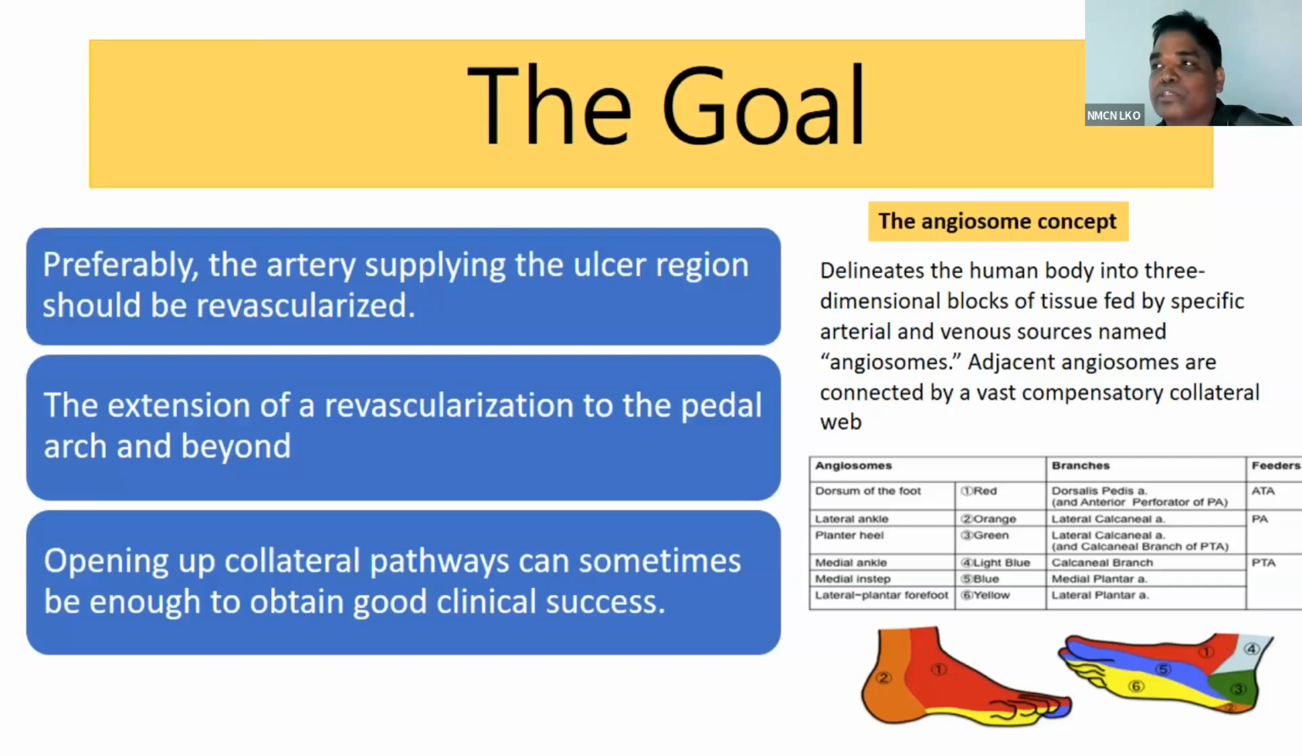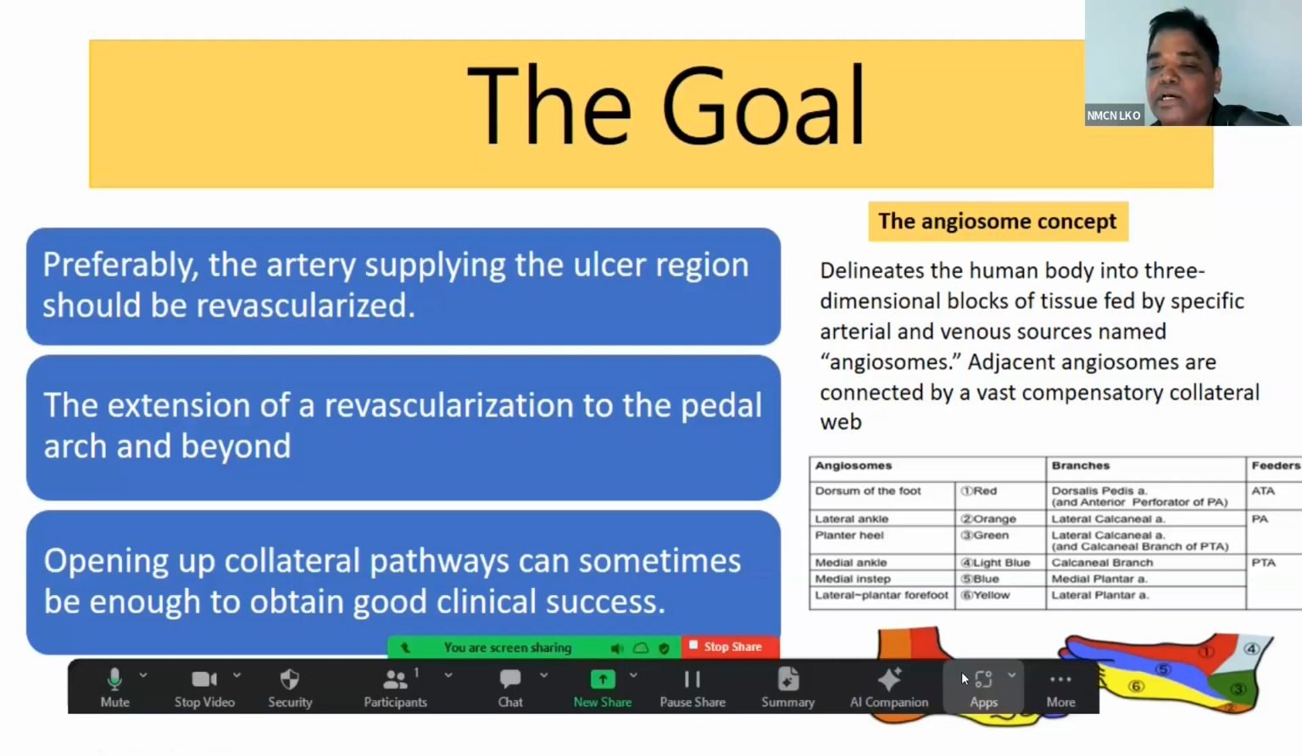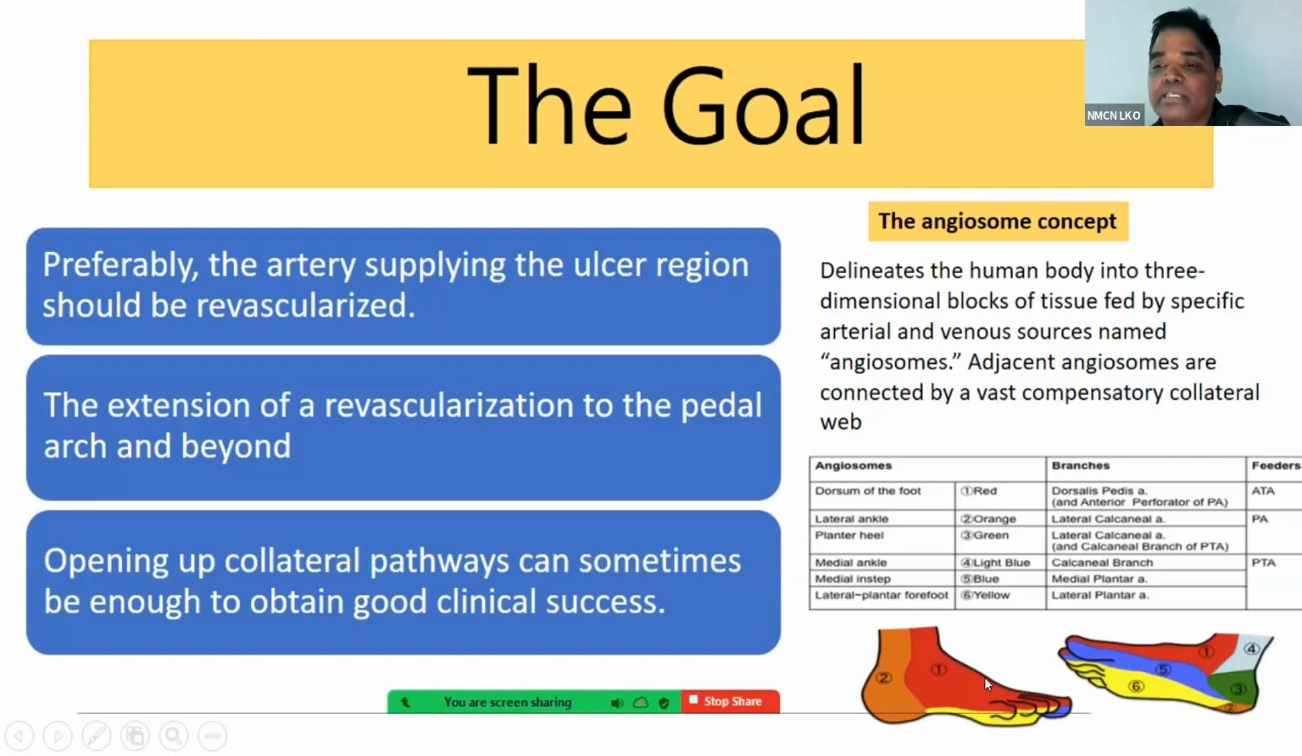There's an angiosome concept that divides the human body into multiple 3D segments. When it comes to the foot, the dorsum of the foot is primarily supplied by the anterior tibial artery. The medial aspect of the foot as well as the plantar aspect are supplied by the posterior tibial artery, and the heel is supplied by the peroneal artery. So whenever you get ulcers in these areas, we should try to recanalize these particular arteries.